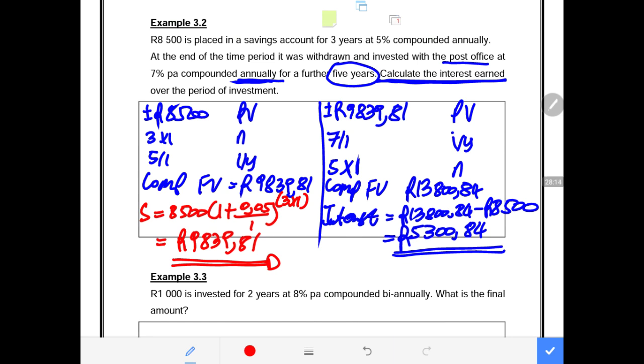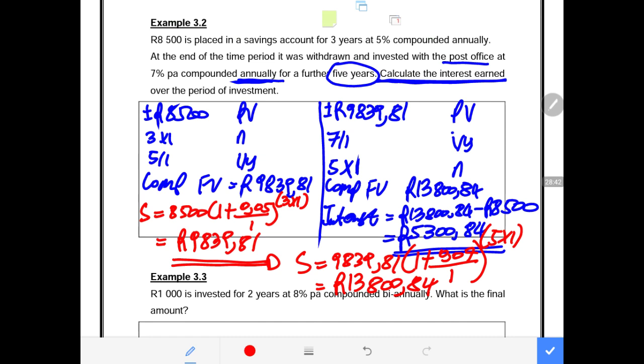And again, in the second scenario, we could have said the sum accumulated equals 9,839 rand 81 cents, open brackets 1 plus 0.07 divided by 1, which is compounded once a year, to the power of 5 times 1. Now again, if you do that, you get to the same 13,800 rand and 84 cents. And the difference between the 13,800.84 and the 8,500 that we initially invested will give us the interest earned over the period of the investment.